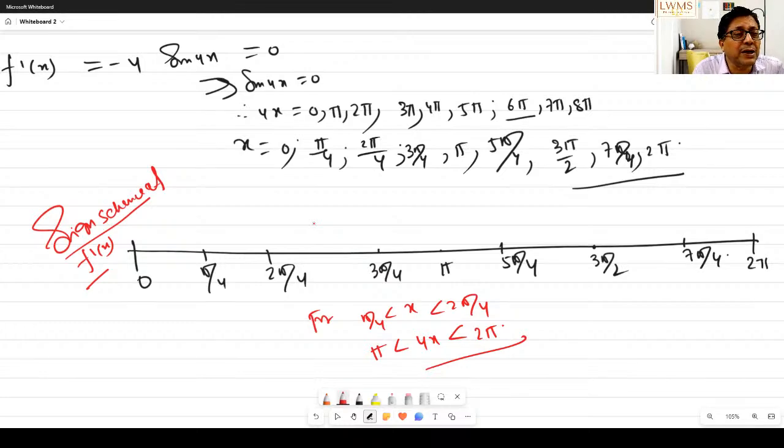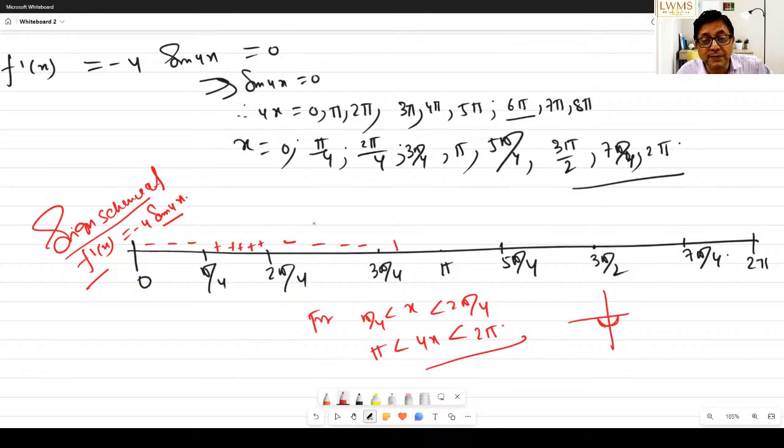And our function is what? F dash x is minus 4 sine 4x. So in this interval, sign is negative. This interval sign is negative. So what is sign scheme of minus of that? It will be plus. Am I clear? Before it minus, after it minus, minus, alternate plus minus.